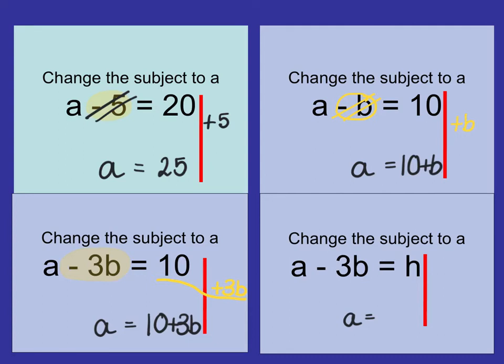Next one again, it still has take away 3b, so we're going to do the same as we did in the last one. The opposite of take away 3b is to add 3b. So this time my answer is going to be h plus 3b.